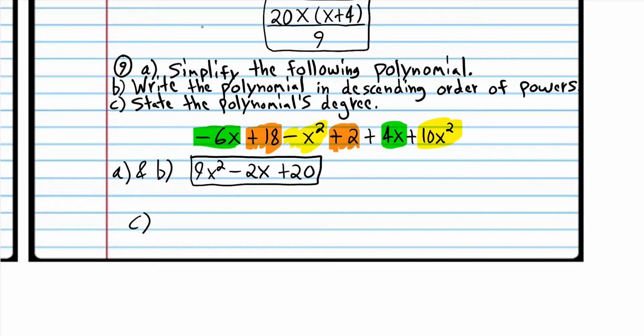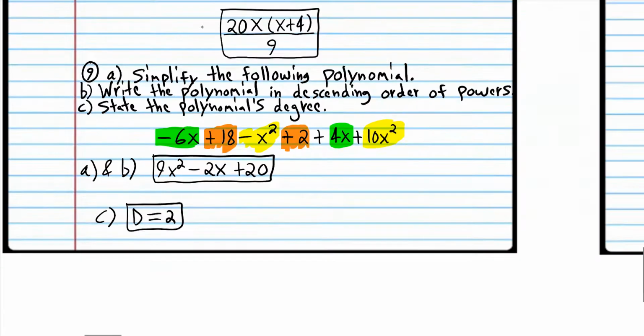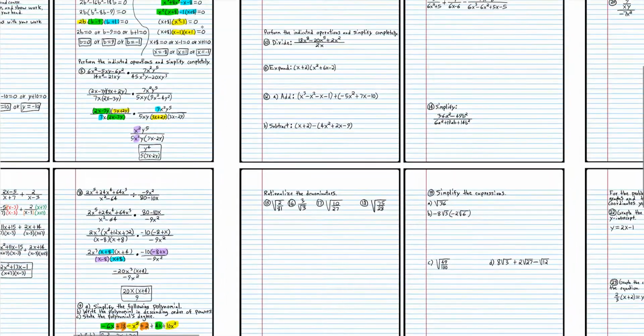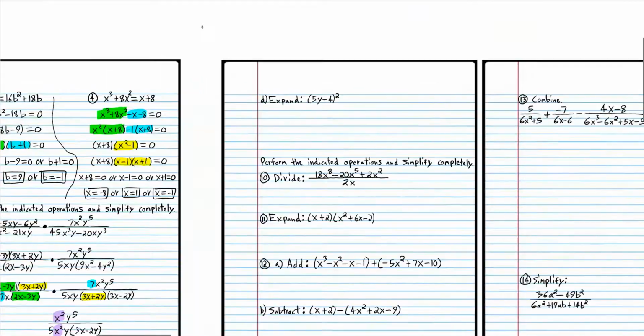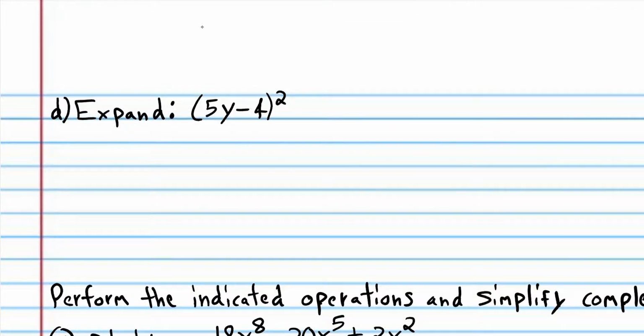Part C says state the polynomial's degree. So the degree is just the highest power of this polynomial, and you see this purple power there, that's the highest power, so the power is going to be 2. So the degree is equal to 2. That's the degree. And so now we're on to part D of this problem. Part D is to expand that expression. This is not related to the polynomial we just did.